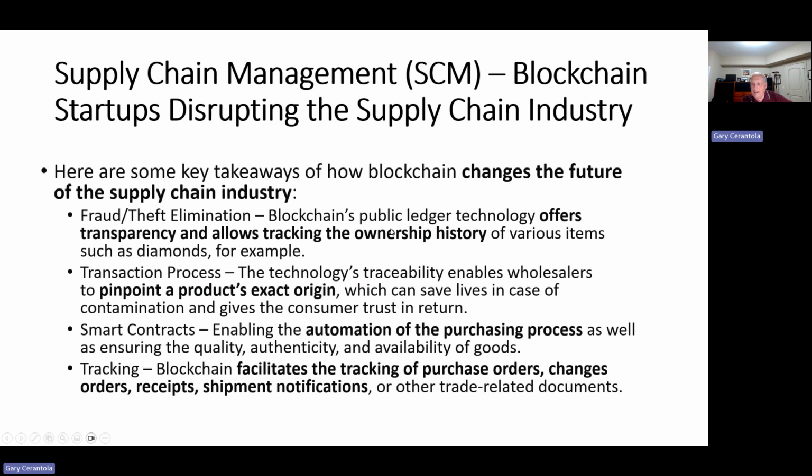There's a whole standard of global supply chain, and what they call Incoterms. And when there's a transfer of physical goods, well then there's a transfer of ownership and there's a transfer of money, and all this gets contained in blockchain now. And you can do all kinds of things. Pinpoint a product's exact origin. Automation of the purchasing process. So it facilitates tracking of purchase orders, changes, orders, receipts, shipment notification.